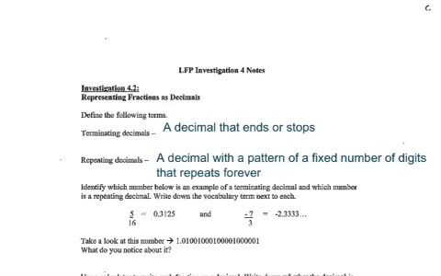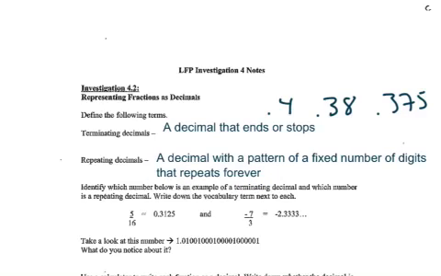So, for example, I could have values like 0.4 or 0.38 or 0.375. All of those values are stopping. There's not a pattern to it, and they are not going on forever. However, another type of decimal is a repeating decimal. And that's a decimal with a pattern of a fixed number of digits that repeats forever.